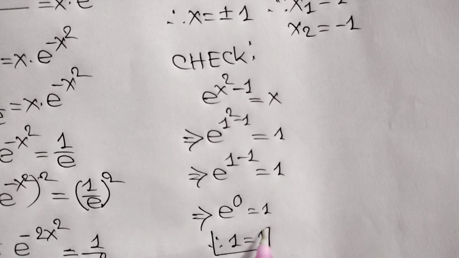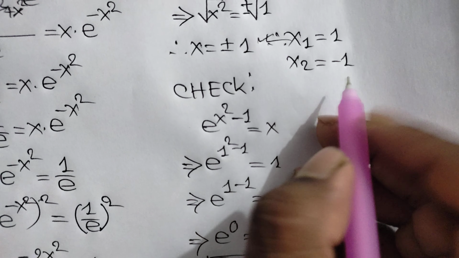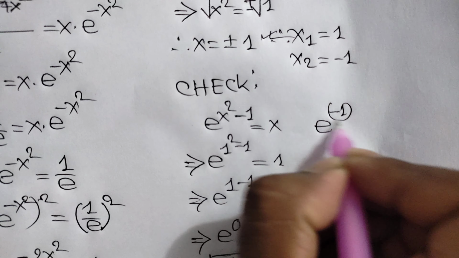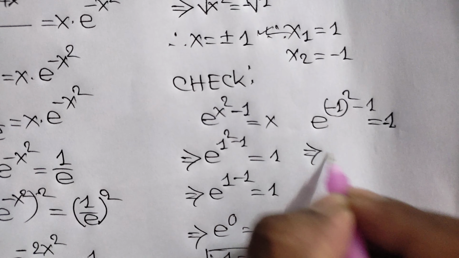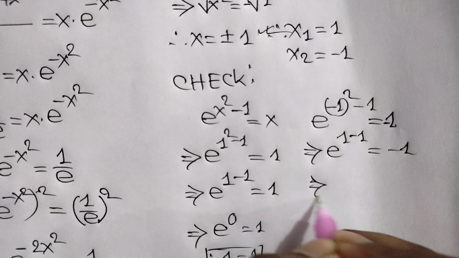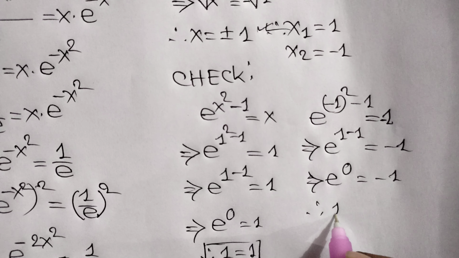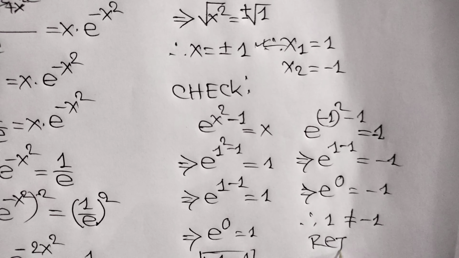So this is correct. Now when x is equal to negative 1, then we can write e to the power negative 1 square minus 1 is equal to negative 1, or e to the power 1 minus 1 is equal to negative 1, or e to the power 0 is equal to negative 1. So 1 is not equal to negative 1, so this is rejected.